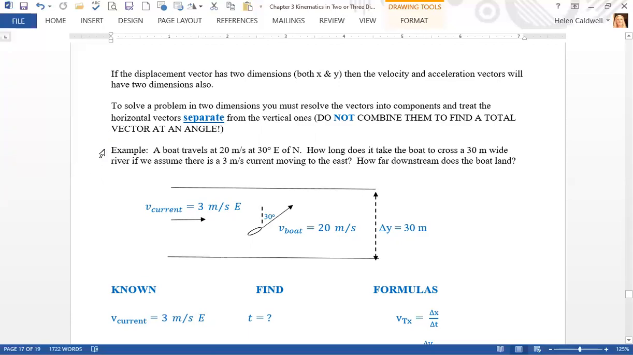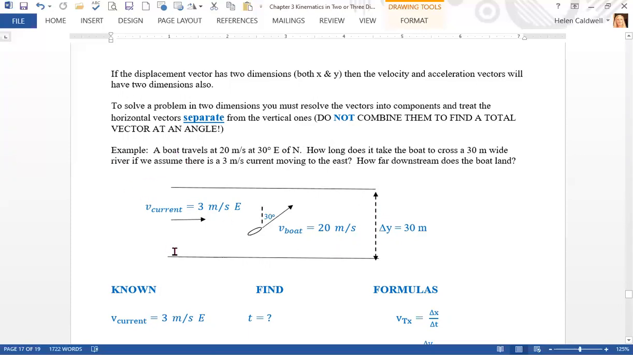We have a boat traveling at 20 meters per second at 30 degrees east of north. So remember, start north, measure east 30 degrees. How long does it take the boat to cross a 30-meter wide river if we assume there's a 3 meter per second current moving to the east? And then the second question is, how far downstream does the boat land?